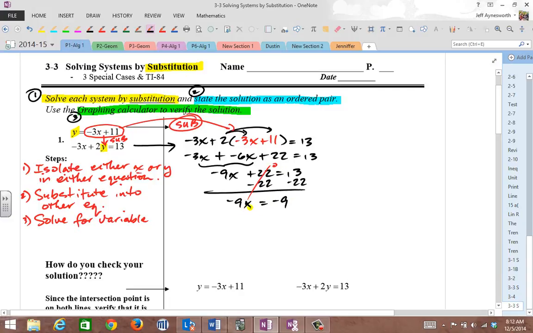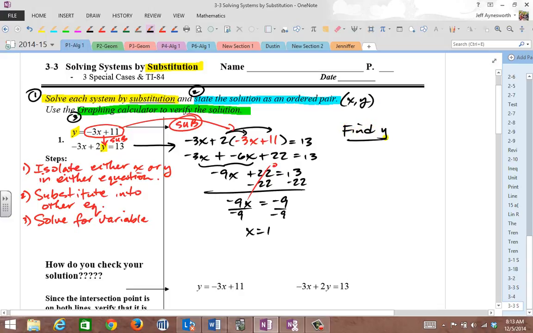Then it should be obvious that x has to be 1 because negative 9 times 1 equals negative 9. But if that's not clear enough, let's go ahead and divide by -9, and you'll see that you get 1. Now the solution to the system is an ordered pair, and it's always x comma y. We found x, but we've got to find y, so let's go ahead and do that.